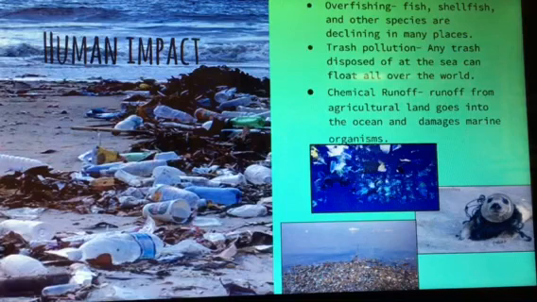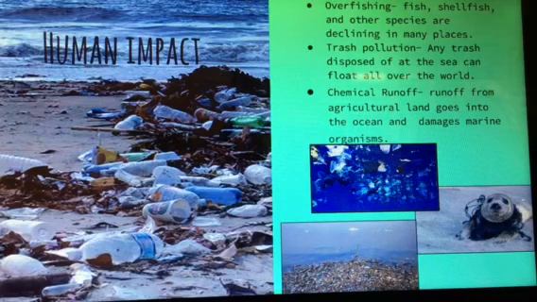Human impacts on the ocean include overfishing, trash, chemicals, oil spills, and noise pollution. In overfishing, fish, shellfish, and other important species are declining in many places. These changes are impairing the ocean's capacity to provide food, protect livelihoods, maintain clean water, and recover from environmental stresses like severe storms. Any trash disposed of at sea can float all over the world.